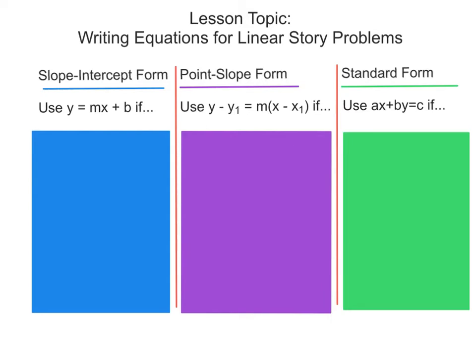First of all, I want to remind you that we have three forms for linear equations, and we're going to write our equations in one of those three forms for each story problem. Again, we have slope-intercept form, or y equals mx plus b. We have point-slope form, which is y minus y1 equals m times x minus x1. And we have standard form, which is ax plus by equals c.